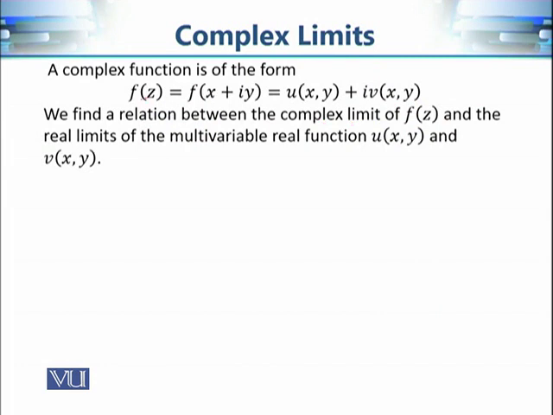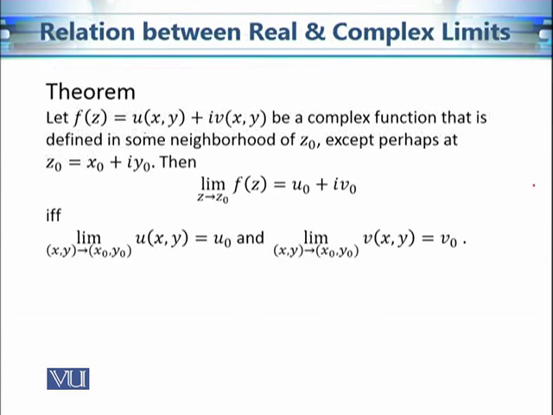So far, we have seen that if a complex valued function can be written in this form, u of xy plus iota v of xy, with these notations, we can state the following result. So this function has limit u naught plus iota v naught as z approaches z naught if and only if the limit as xy approaches x naught y naught of u of xy is u naught and the limit as xy approaches x naught y naught of v of xy is v naught.